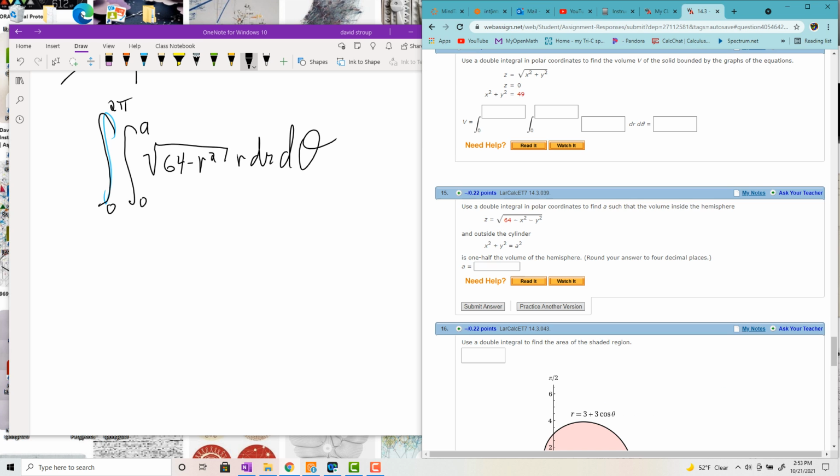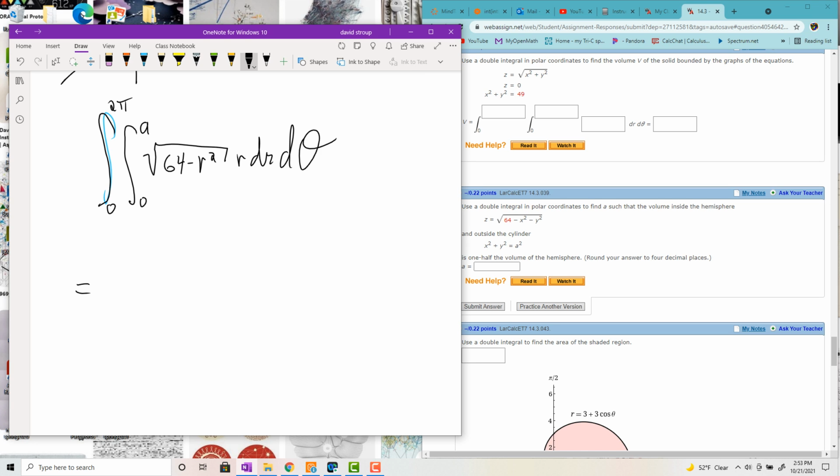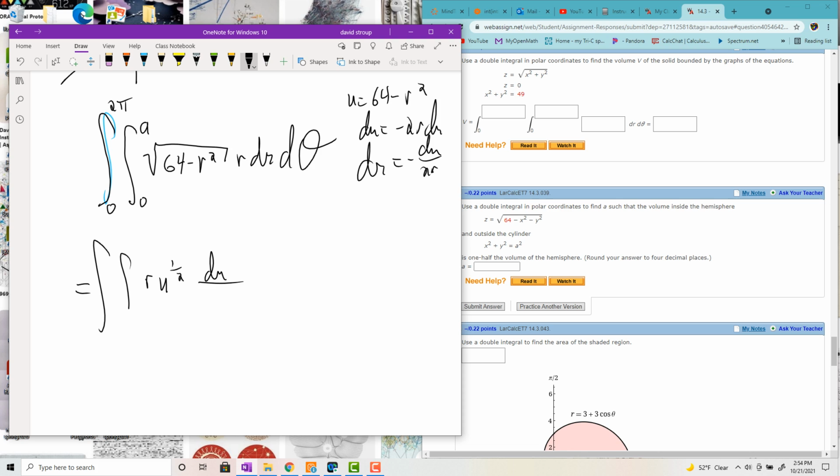Well, you're going to have to compute it anyways. I'm pretty sure that's right. We'll go ahead and compute it. So u equals 64 minus r squared, du is going to be negative 2r dr, so dr is going to be negative du over 2r. So we get the integral of u to the 1/2. There's a negative 1/2 floating around in here. There's an r, so du all over 2r, and that's negative, and then d theta. The r's cancel. You can factor out a negative 1/2 completely out of the integral if you wish.